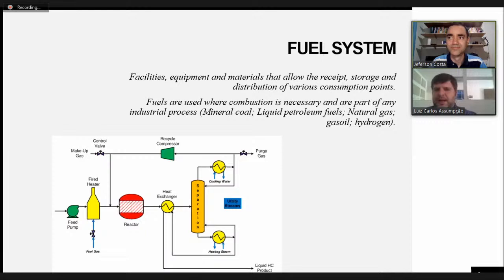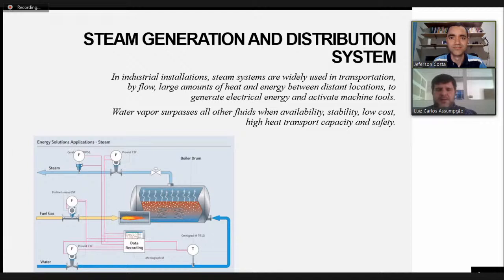Another important utility system is the steam generation and distribution system. In industrial installations, steam systems are widely used to transport large amounts of heat and energy between distant locations, to guarantee electrical energy and activate machine tools. Water vapor, compared to all the other fluids available, has low cost, high heat transport capacity, and safety. So we will find water as a raw material for steam generation in a lot of cases. In the picture, I try to exemplify this system.